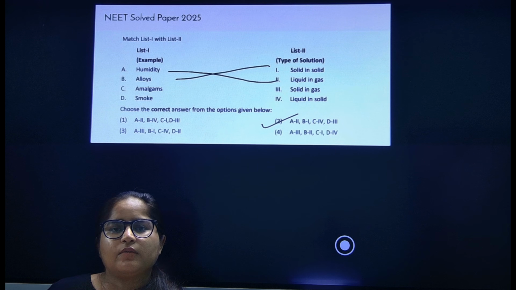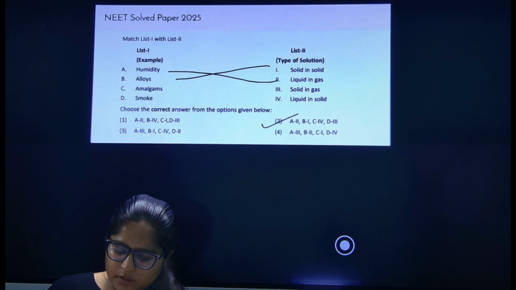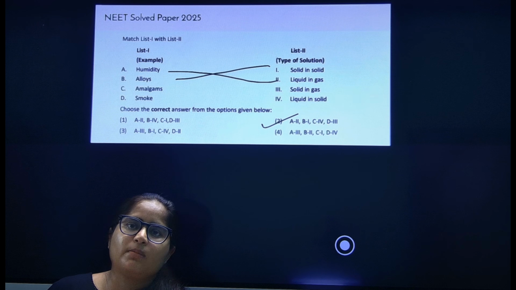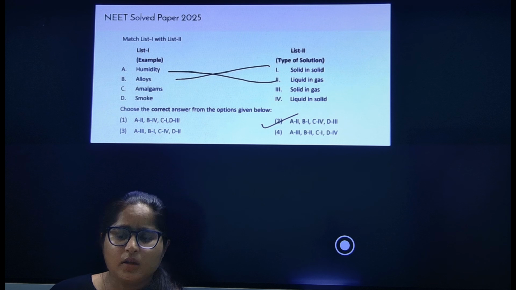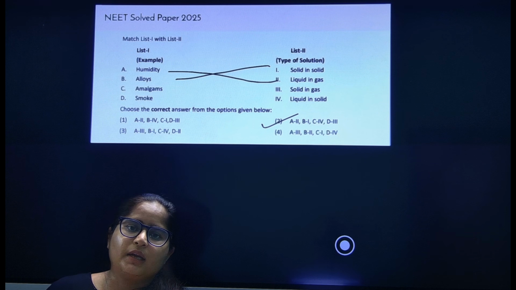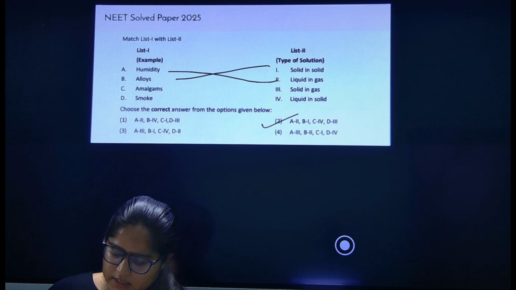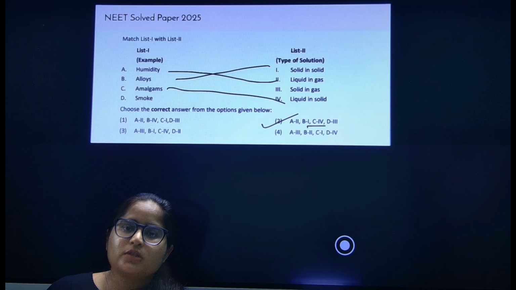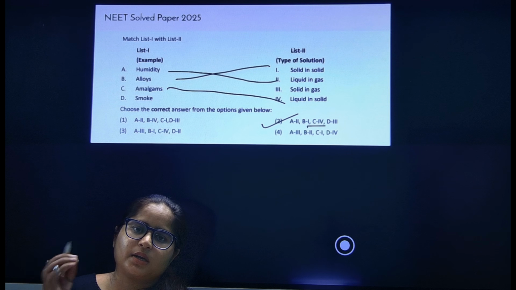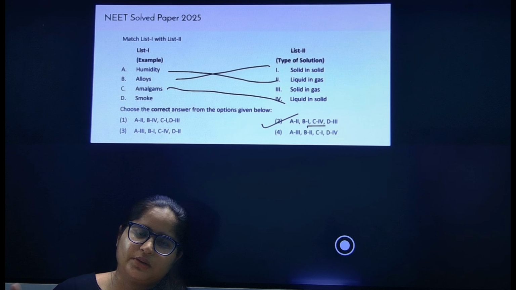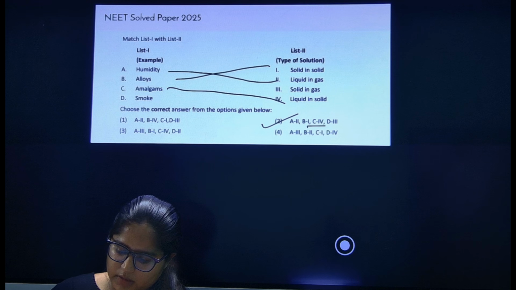So next, amalgam, I will tell you. When we talk about amalgam, we talk about mercury, and mercury is liquid. So whenever amalgam is written, remember it is liquid in solid. So we have zinc amalgam. Amalgam stands for liquid mercury, and zinc is solid. So liquid in solid, which option? C, the fourth option. Then we have smoke. What is smoke? Solid in gas. We have an air mixture and in that some dust particles and all will be trapped. That is our D, third option.